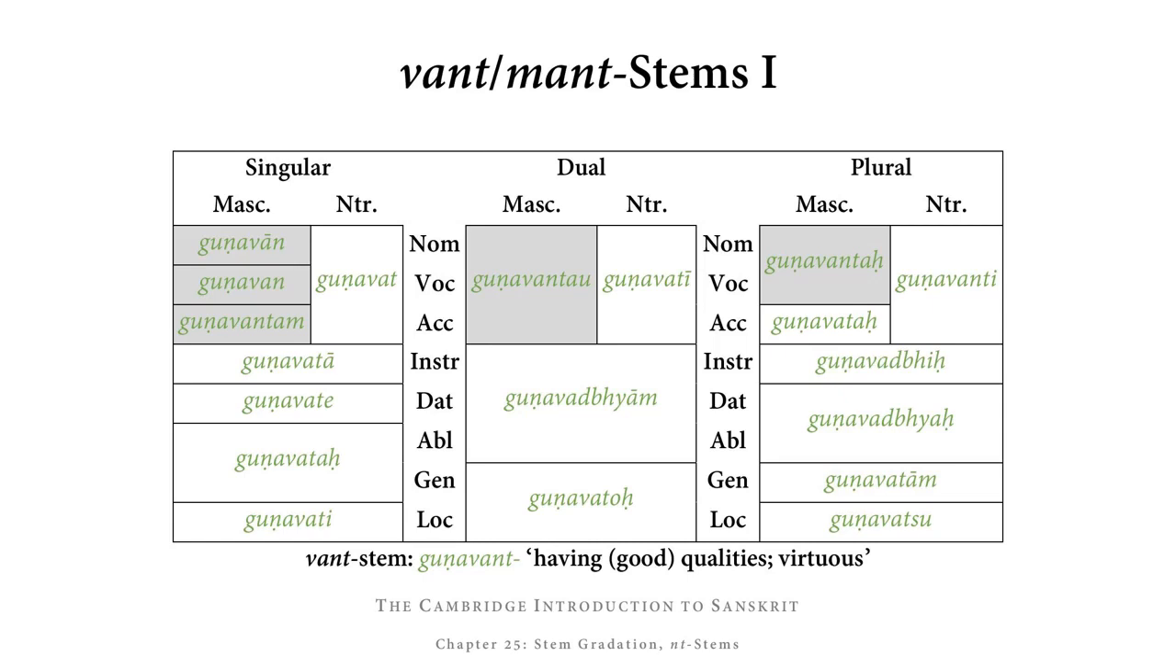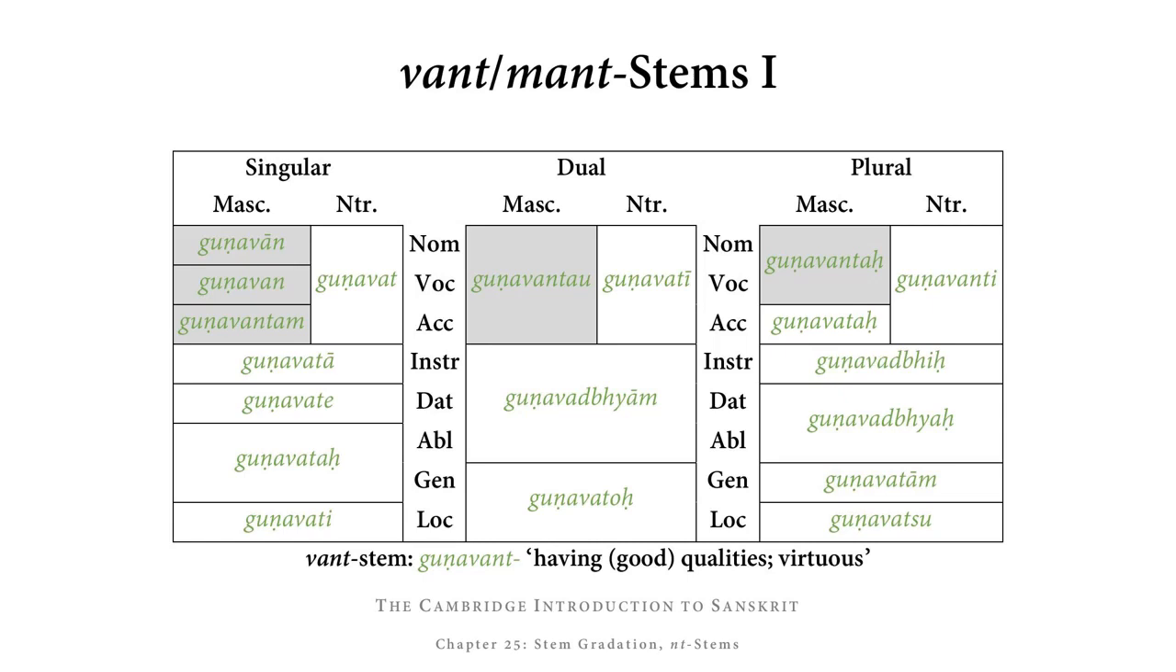In the plural, we have nominative vocative gunavantas, so strong stem plus the ending as that we already know. Accusative, however, gunavatas, so the weak stem gunavat plus the ending for the accusative plural that we already know, as. So gunavantas, gunavantas, gunavatas. Then in the instrumental dative ablative, we have endings that begin with a voiced consonant.